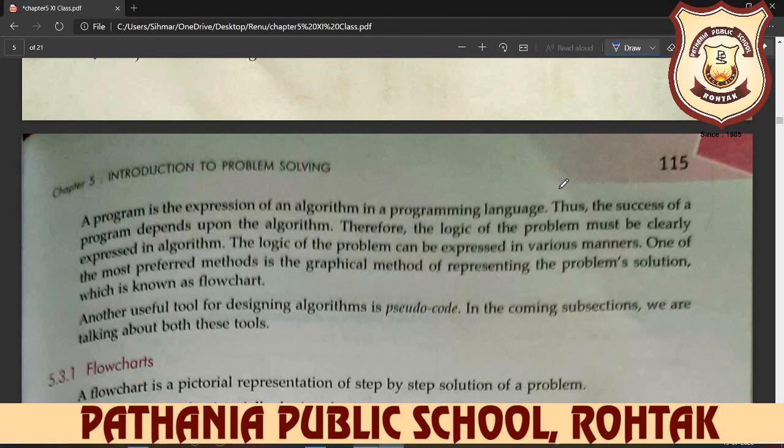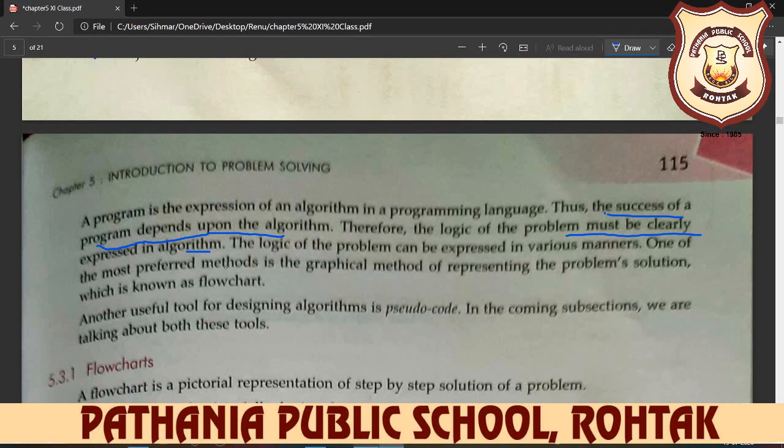A program is the expression of an algorithm in a programming language. Thus, the success of a program depends upon the algorithm. If your algorithm is perfect and you follow all the characteristics of an algorithm, then your program will be successfully completed and your project will be successful. Therefore, the logic of the problem must be clearly expressed in the algorithm. The logic of the problem can be expressed in various manners.